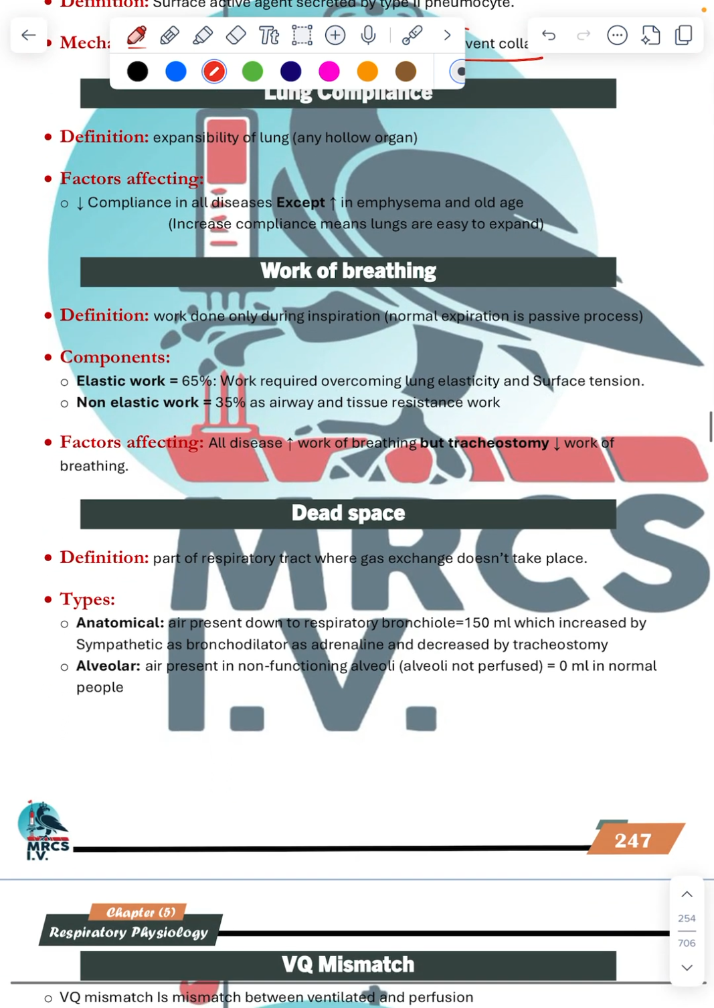Work of breathing is the work done during inspiration. Normal expiration is a passive process. It is because of elastic recoil of the lung. That is expiration. But inspiration is an active process. Elastic work: 65% of work is required for overcoming lung elasticity and surface tension. Non-elastic work is for airway and tissue resistance. Factors affecting: all diseases increase the work of breathing, but tracheostomy will definitely decrease the work of breathing.